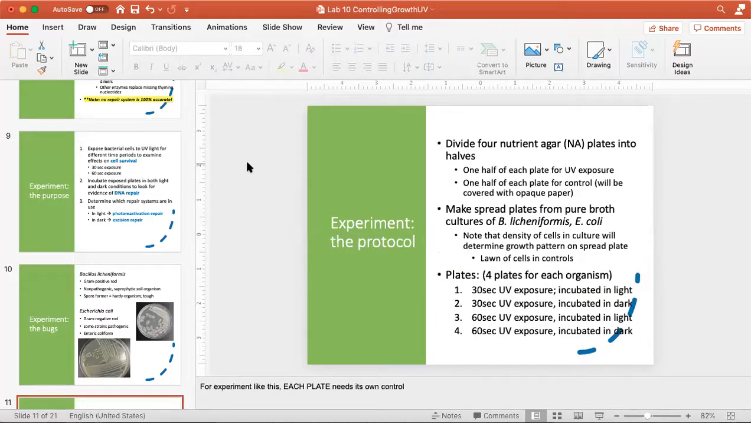Now, here's how we're going to do this experiment. We're going to use nutrient agar plates. We're going to divide these nutrient agar plates into halves. We're going to draw a line down the back of the plate to create two compartments on the plate. One half of the plate is going to get exposed to ultraviolet, and the other half of the plate will not be exposed to ultraviolet.